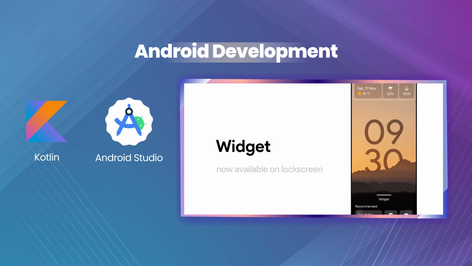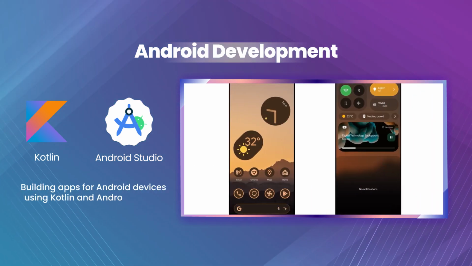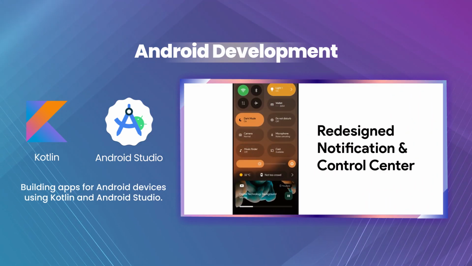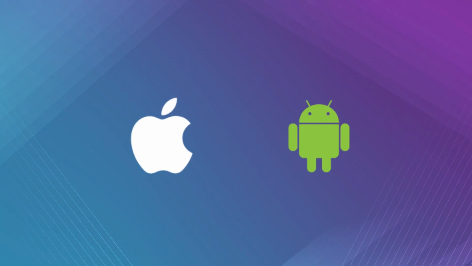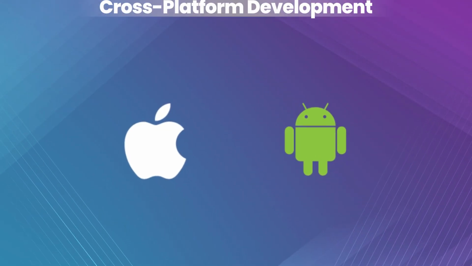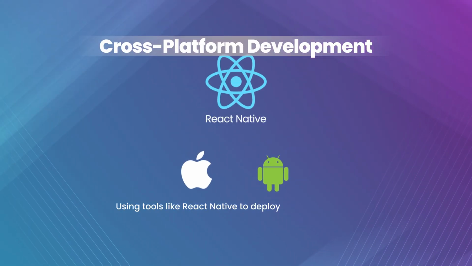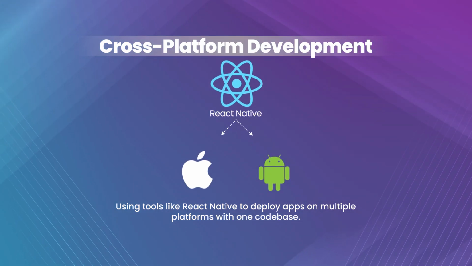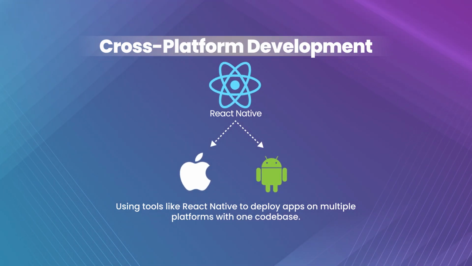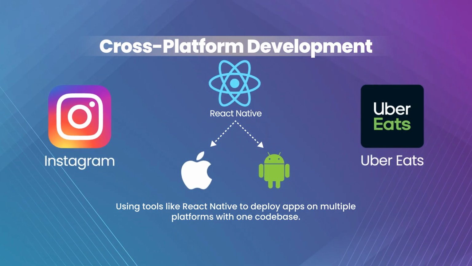available for Windows, Mac, and Linux. Many startups prefer Kotlin because of its concise syntax and compatibility with existing Java code. If you're aiming to target both iOS and Android users simultaneously, cross-platform app development is the way to go. Tools like React Native, developed by Meta, allow you to write code once and deploy it across both platforms. Some popular apps built using React Native include Instagram and Uber Eats.